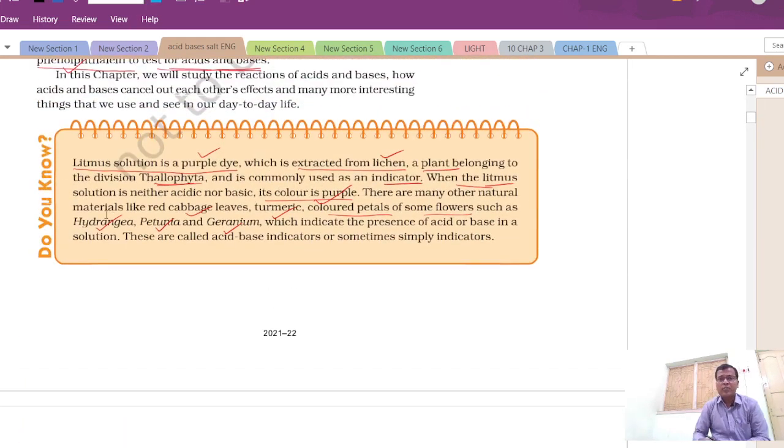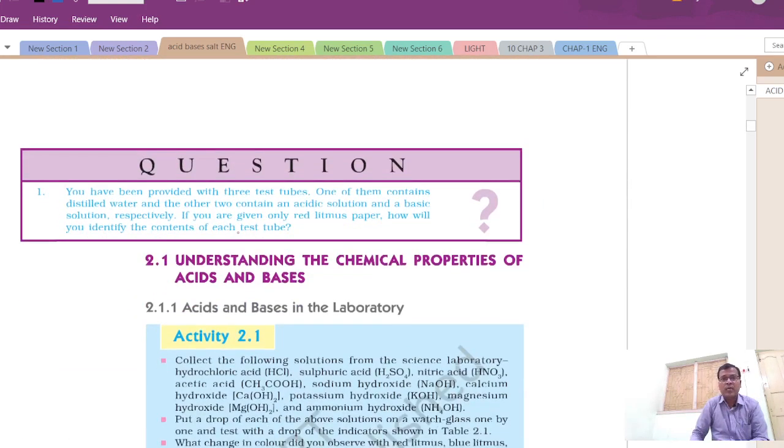So these are the natural indicators. Once again I will revise: cabbage leaves, turmeric, and colored petals of flowers such as hydrangea, petunia and geranium. Okay friends, let's go ahead.